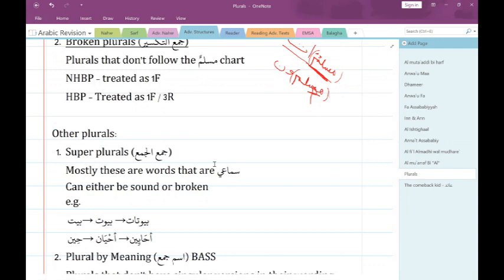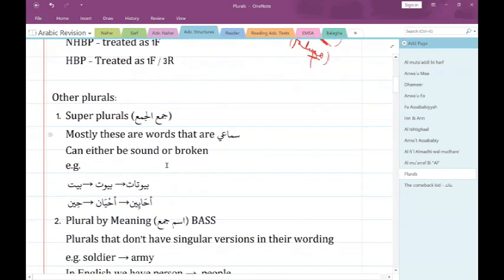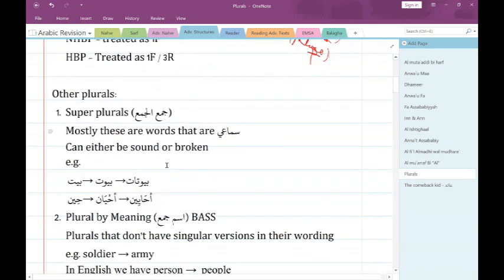Now, I'm going to introduce a couple of other things that probably some of you may not have heard about. These are other plurals that maybe you didn't know about, but they exist. So the first one is jam'ul jam'a. This is basically what we call a super plural. So it's a plural of a plural, okay? So these words are basically what we call sama'i, from the word sama'a, to hear.